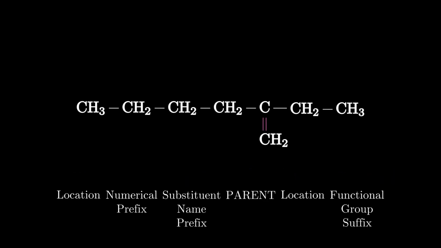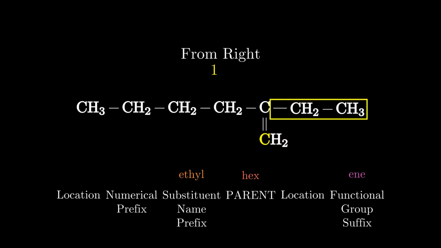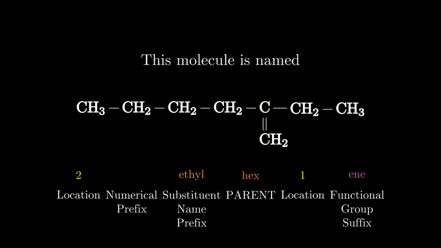On this molecule, the double bond is our ene functional group. The parent containing that group is 6 carbons long, or hex, and we have an ethyl substituent. We want to ensure the location numbers are as small as possible, and with the double bond at the end of our parent, we start from there, giving it a 1, and the ethyl substituent is on carbon 2. With the substituents identified and locations determined, we can put everything together to develop the name of this molecule: 2-ethylhex-1-ene.